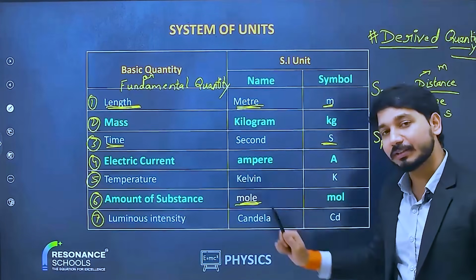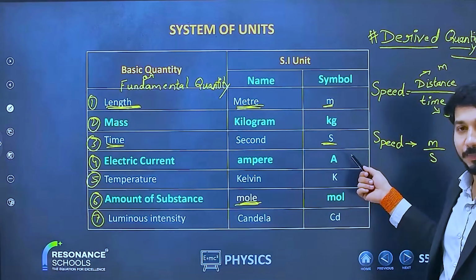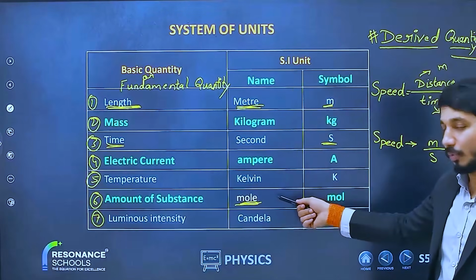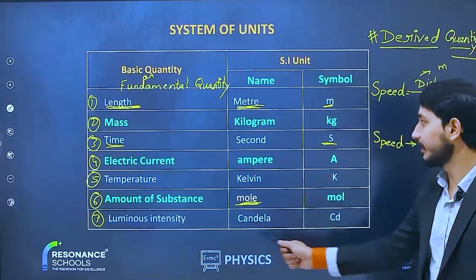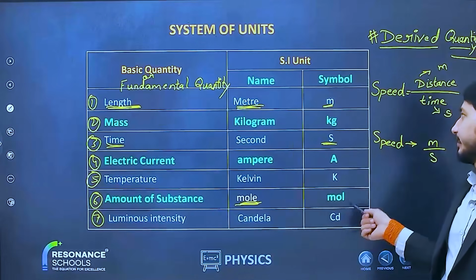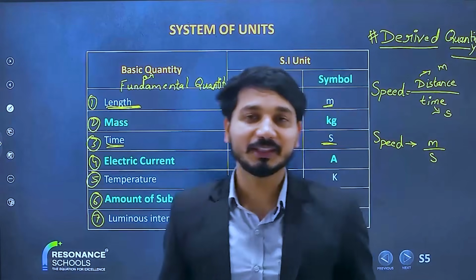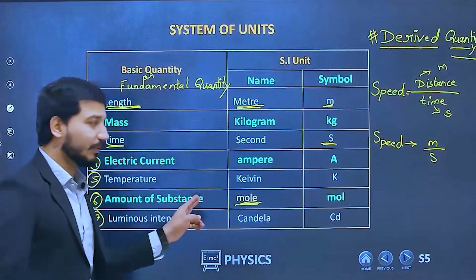Electric current, the SI unit of electric current is ampere and it is represented by capital A. And amount of substance, it is mole and is represented by mol. Luminous intensity, the SI unit is candela and it is represented by cd. Luminous intensity is basically used to measure the intensity of light. So these are the 7 fundamental quantities.